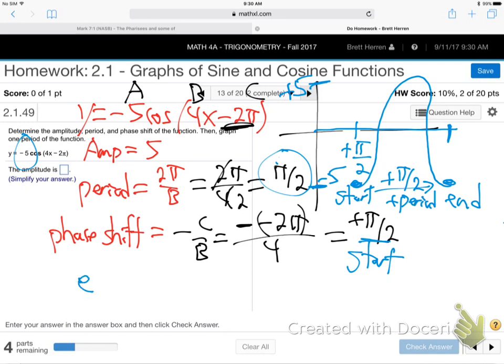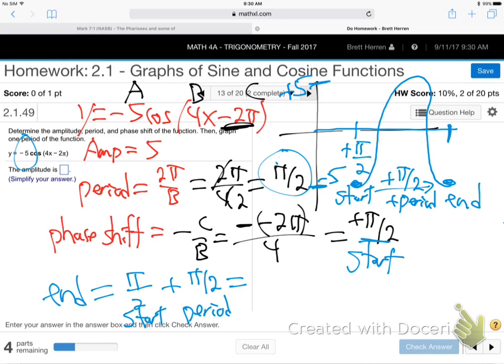So to find the end, you take the start, pi over 2, and you add the period, because the period is how wide one cycle is, right? So you add another pi over 2. To find the end, it will equal where you started, pi over 2, plus how wide a period is, which in this case is also pi over 2. Add those up: 1 pi over 2 and 1 pi over 2 is 2 pi over 2, which is just pi. So it'll end at pi. Half a pi and half a pi is a whole pi, right?